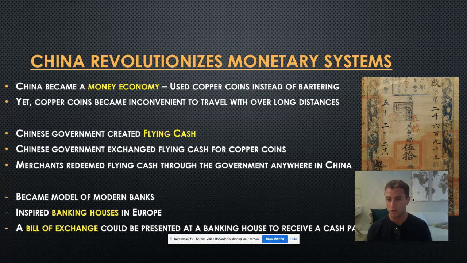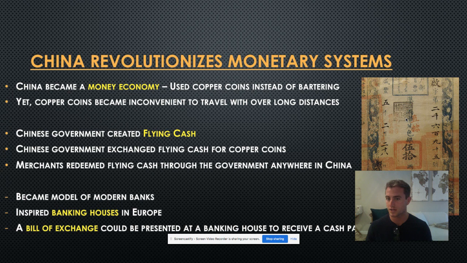It was really a receipt. And what you would do as a merchant is you would go anywhere in the state, anywhere in China, and you would deposit your copper coins and you would get these receipts, this flying cash. And that would be a promise that if you came back to a bank anywhere in China, that you could exchange those copper coins, that flying cash for copper coins. And so this thus establishes and creates paper currency for the first time.